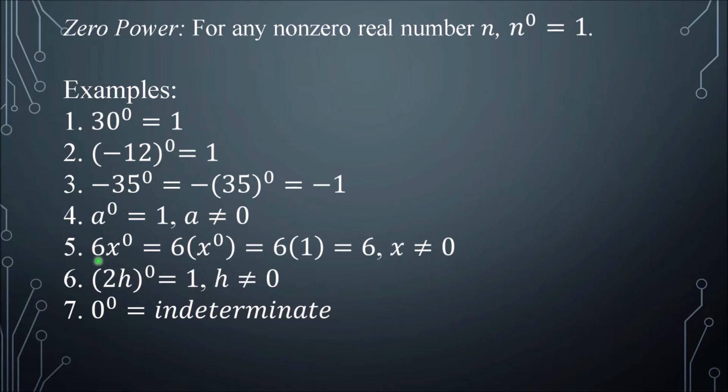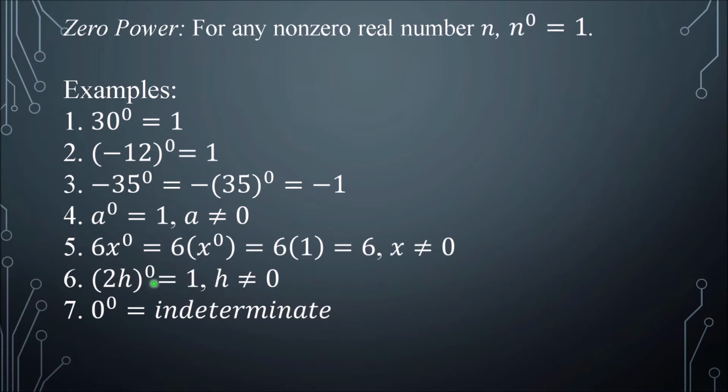Number 5, 6x raised to 0 is the same as 6 times the quantity x raised to 0. The quantity x raised to 0 is equal to 1. 6 times 1 is equal to 6, given that x is not equal to 0. Number 6, the whole 2h is included in raising to 0. So 2h raised to 0 is equal to 1, given that h is not equal to 0.